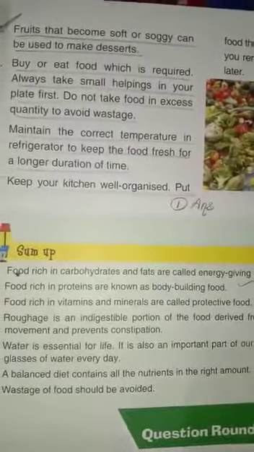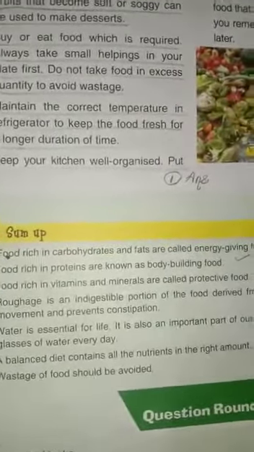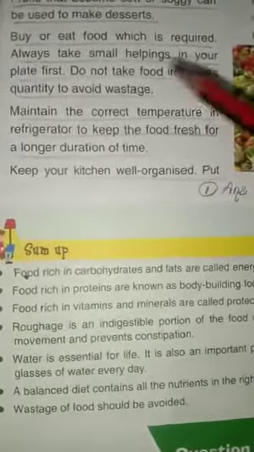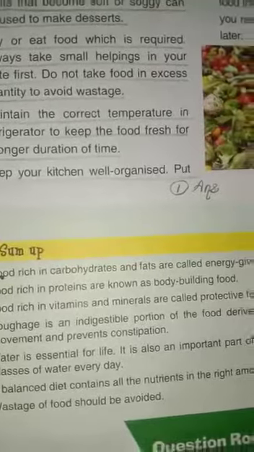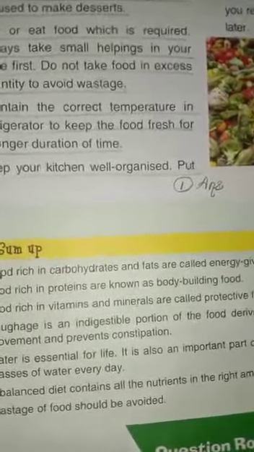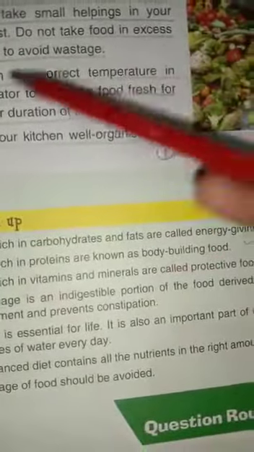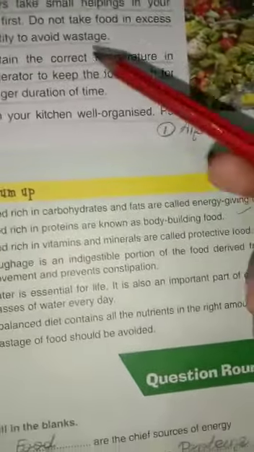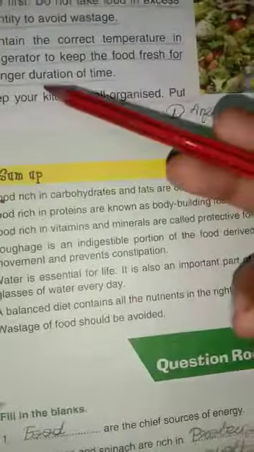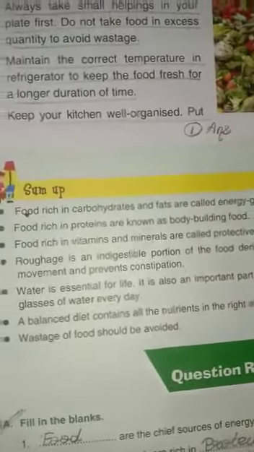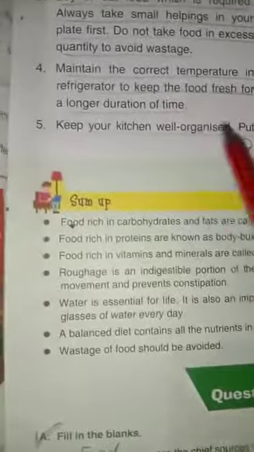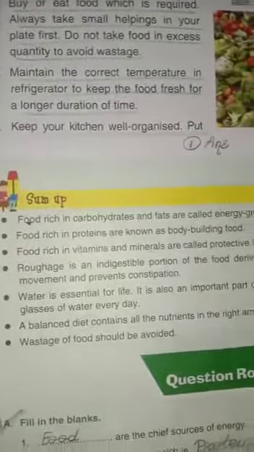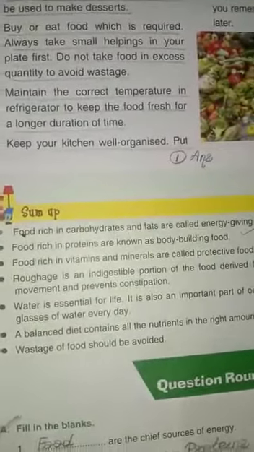And also, fruit that becomes soft or soggy can be used to make dessert. We can reuse it. Buy or eat food which is required, not anything we don't want. Okay, do not take food in excess quantity to avoid wastage. Maintain the correct temperature in the refrigerator to keep the food fresh. Okay, keep your kitchen well organized. We do not have to mess up the kitchen, because after this we have to keep it in an organized way.